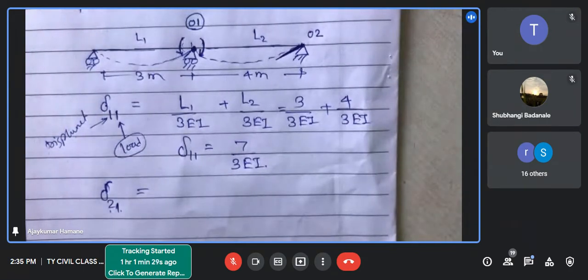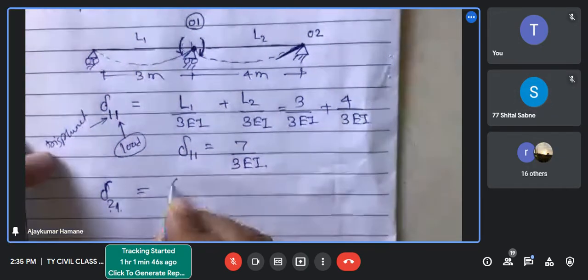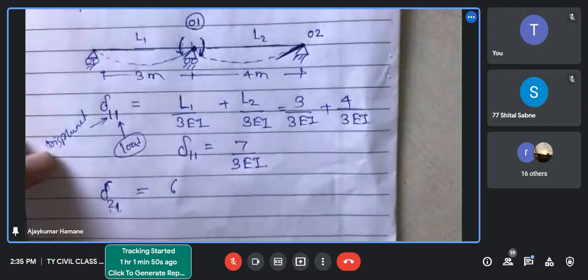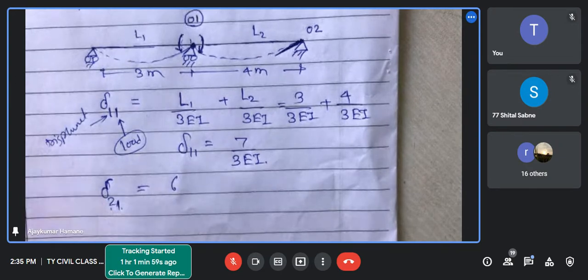Students, 6 EI by L square. 6 EI by L square, correct. That is a stiffness. I'm asking for flexibility, delta.